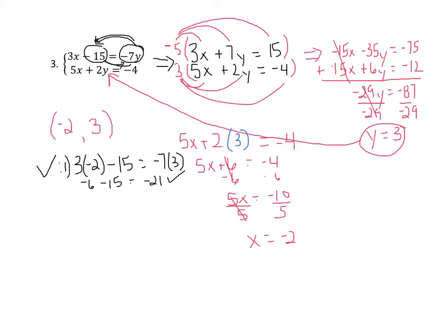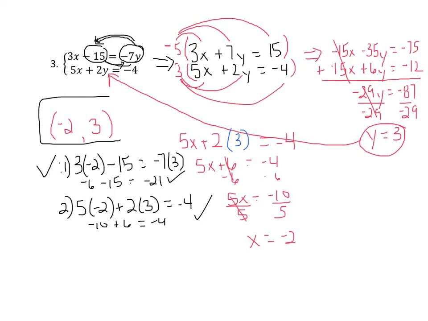Okay, that was equation 1. Now let's try equation number 2. 5 times a negative 2 plus 2 times a 3 should equal negative 4 if it works. 5 times negative 2 is negative 10. 2 times 3 is 6. And negative 10 plus 6 is equal to negative 4. So yes, it checks. And here is my answer to the system. It's my solution, and it's also my point of intersection.